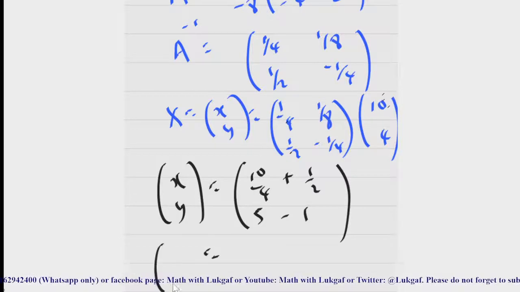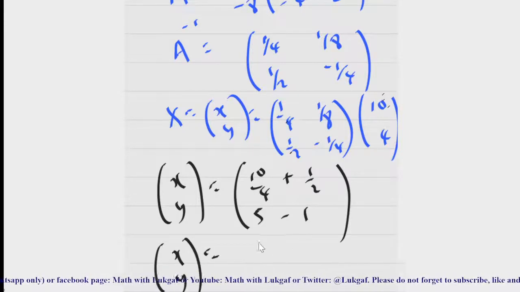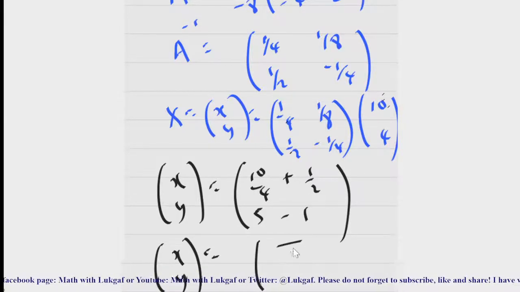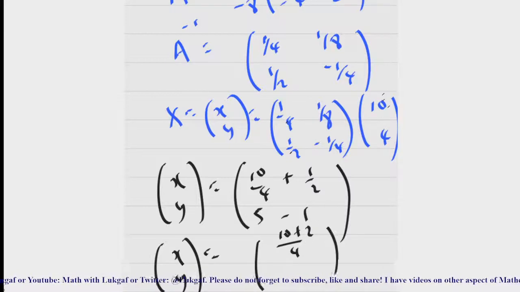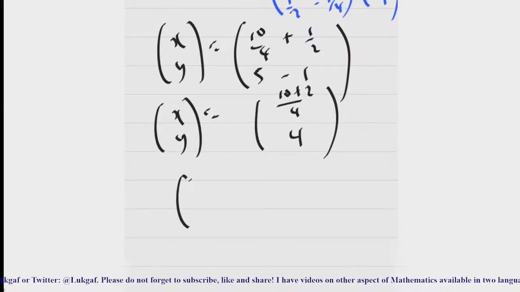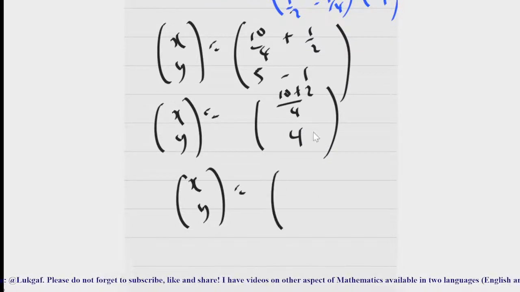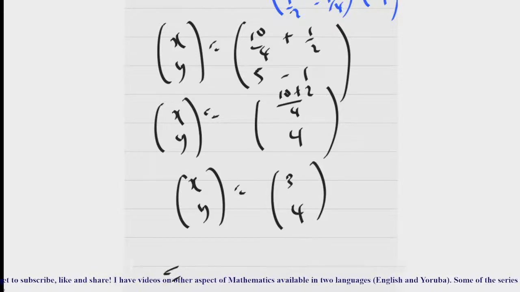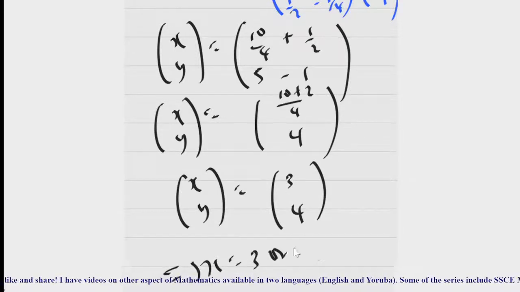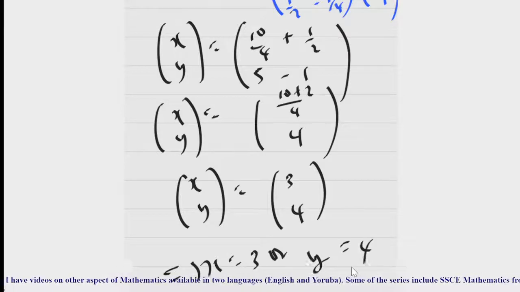So then your xy will now be equal to, if you find your LCM, the LCM is 4: 10 plus 2, 5 minus 4... 5 minus 1 is 4. Then your x, y will now be what? So 12 divided by 4, that is 3, and 4. Which implies that your x is equal to 3 or your y is equal to 4.